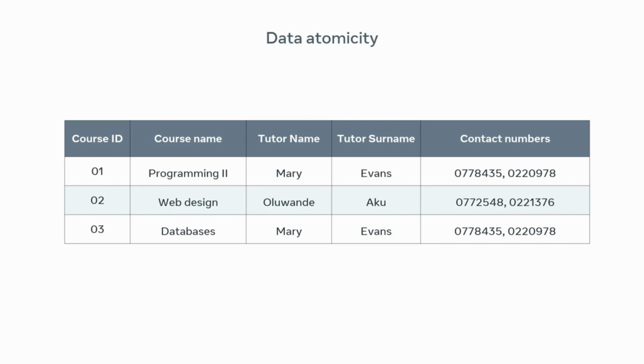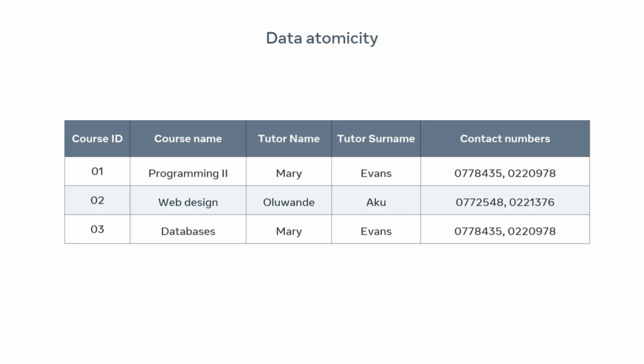To demonstrate data atomicity, I've built an unnormalized table called course table within a college database. It includes information about the college's computing courses along with the names and contact details of the course tutors. And the course ID column serves as the table's primary key. However, there are multiple values in each row of the contact number column. Each row contains two contact details for each tutor, a cell phone number and a landline number. This table isn't in 1NF. It violates the atomicity rule by including multiple values in a single field.